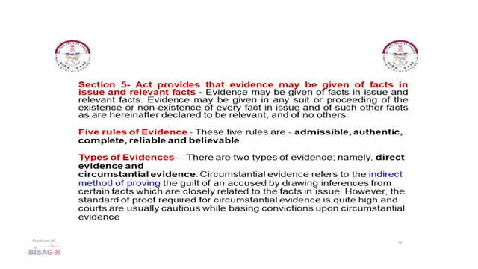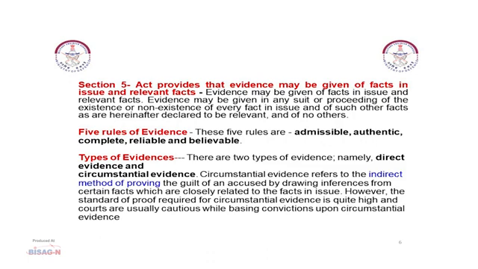There are 5 rules of evidence. The first is that your evidence must be admissible. Second, it should be authentic. Without authenticity, evidence cannot be admitted. Third, it should always be complete. Evidence should not be incomplete, otherwise it will be of no use. Fourth, it should be reliable. And the last one is that it should be believable. Otherwise, it has no importance in the eyes of law.